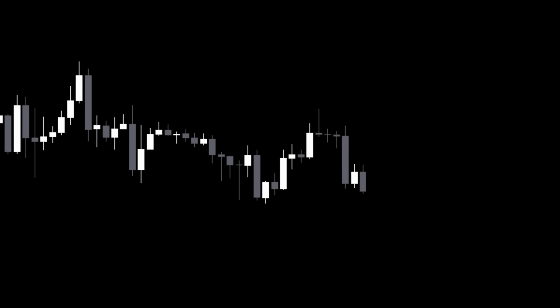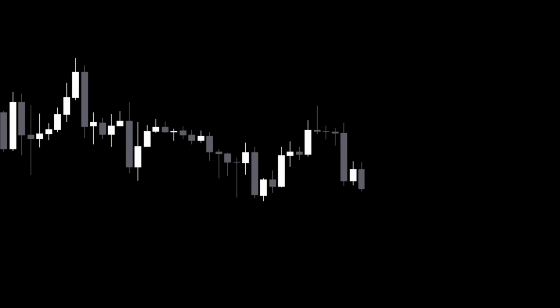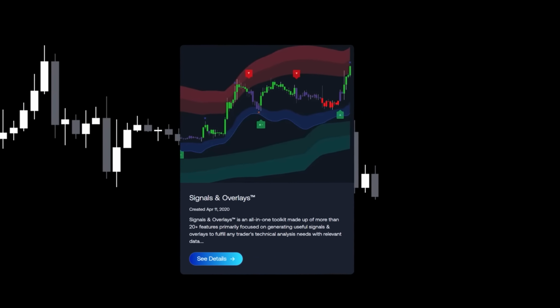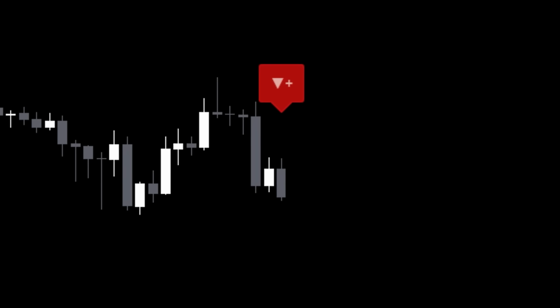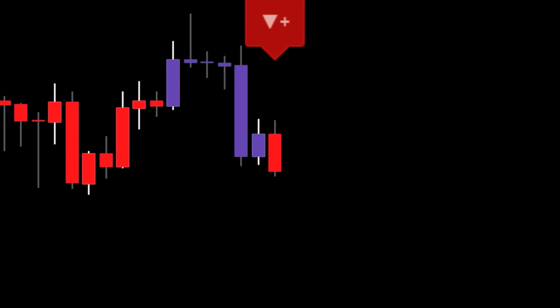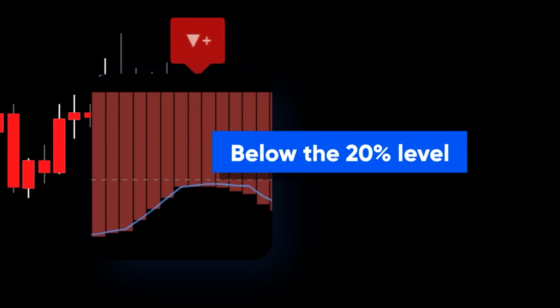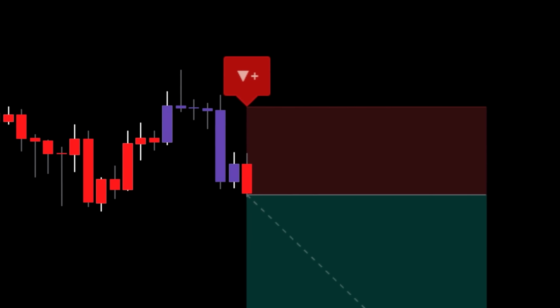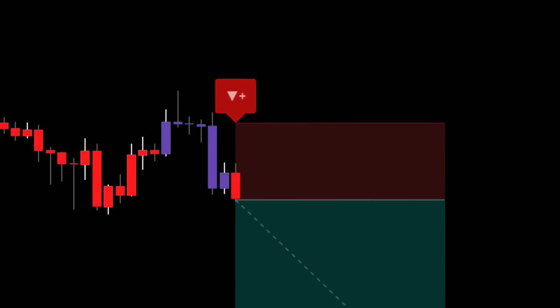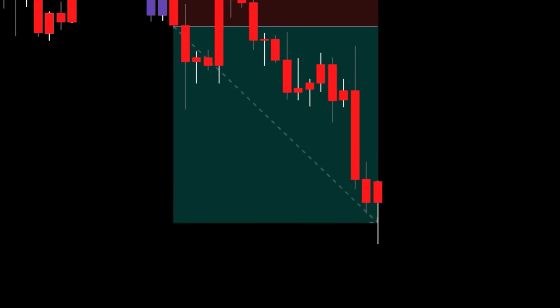At this point, we still need one final confirmation to trigger the trade. That's where the Signals and Overlays confirmation signals algo comes in. Once we receive a bearish confirmation signal marked by red candles, and both the columns and proximity line remain below the 20% level, we can confidently execute the trade. Place stops just above the recent swing high and aim for a 1-to-2 risk-to-reward target.